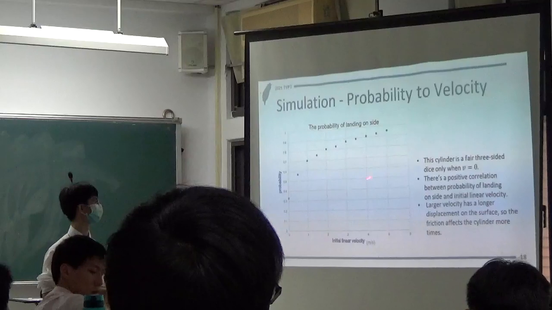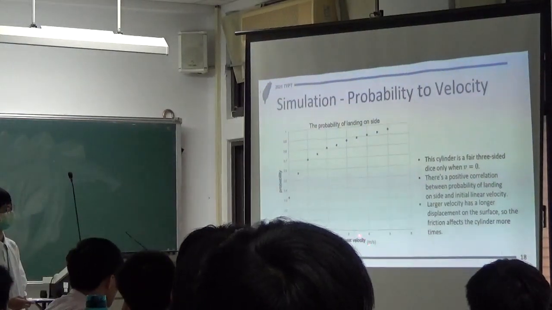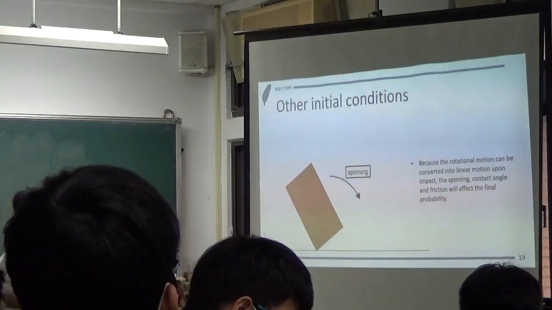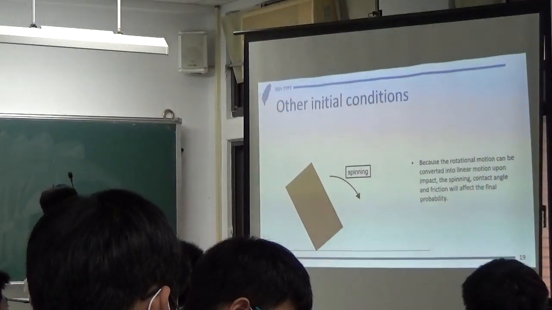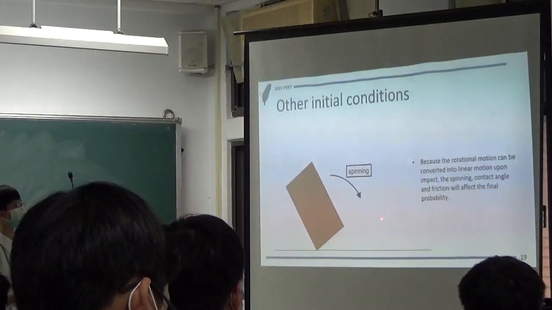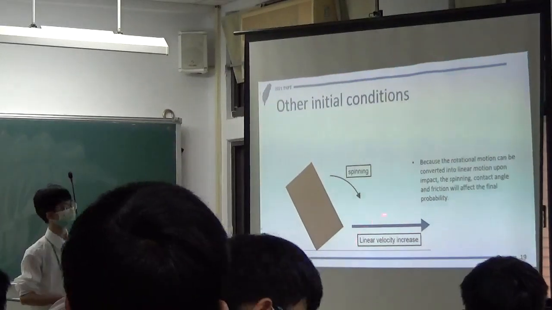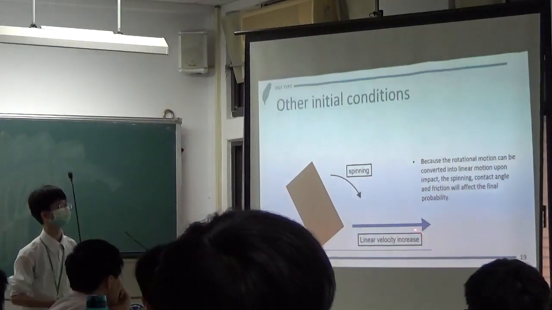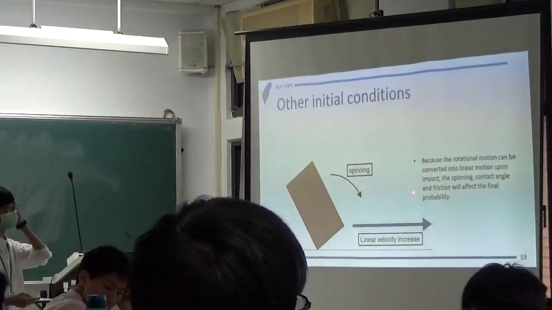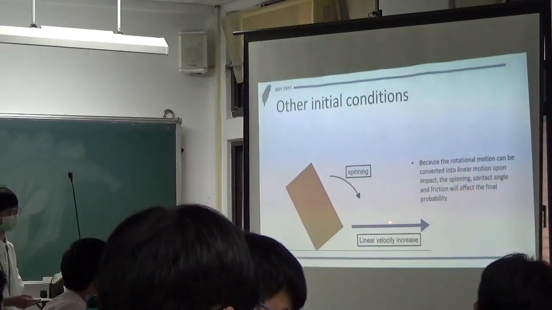So we can see definitely when the cylinder has a higher initial velocity, the possibility will get higher. So consider other initial conditions like angular velocity when my cylinder is spinning. When it touches the ground, it will transform the energy to linear velocity. So it's easy to think that all the initial conditions will affect its final possibility.